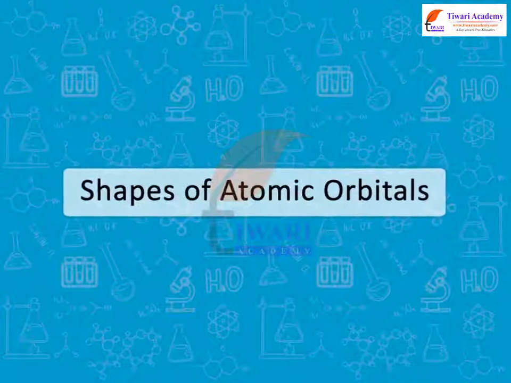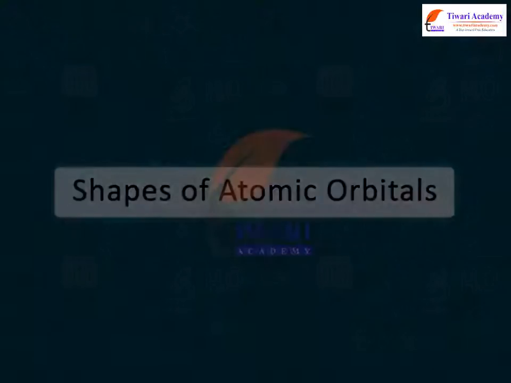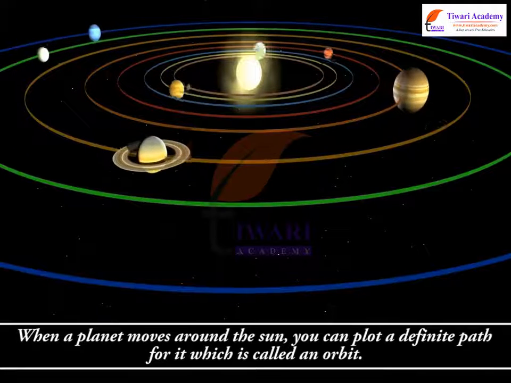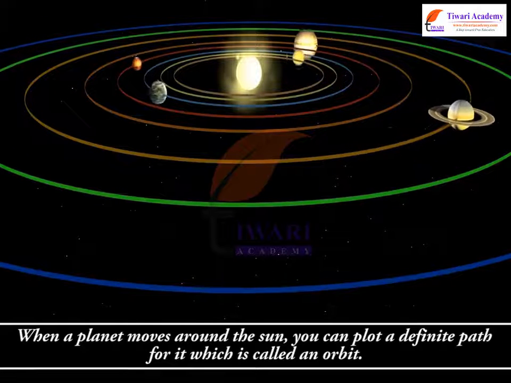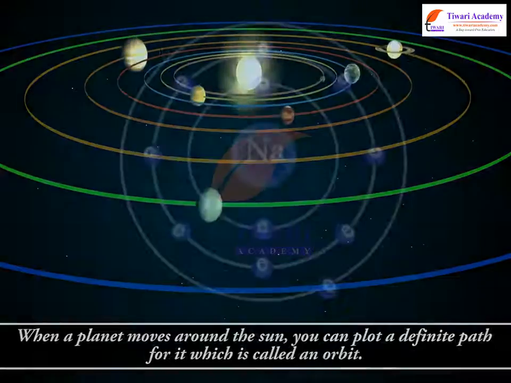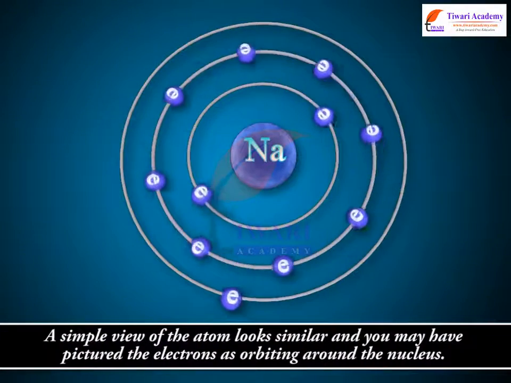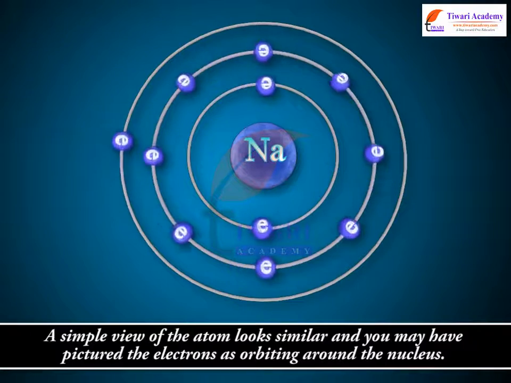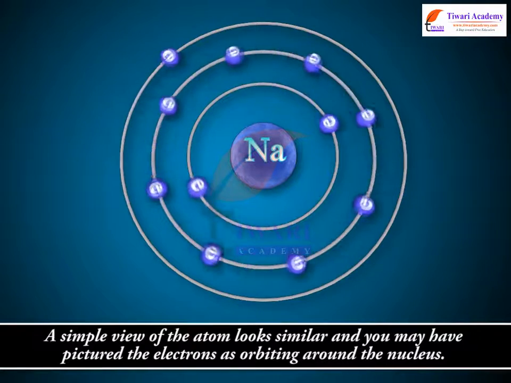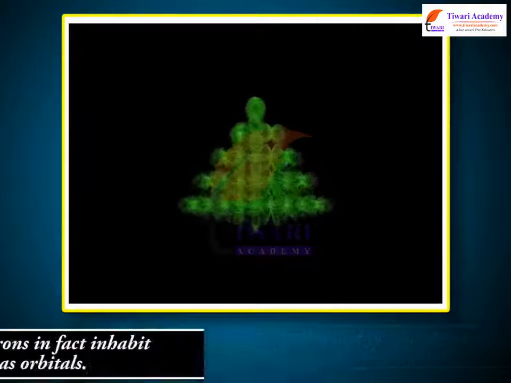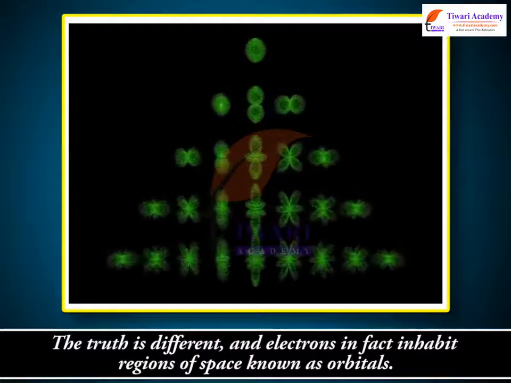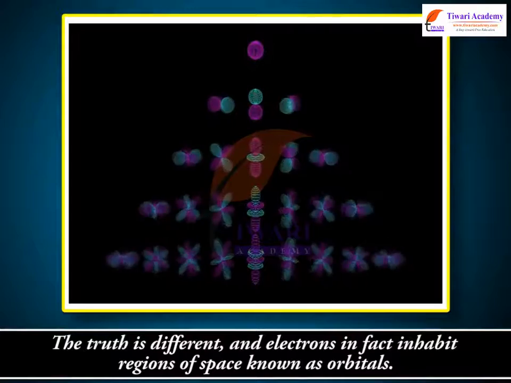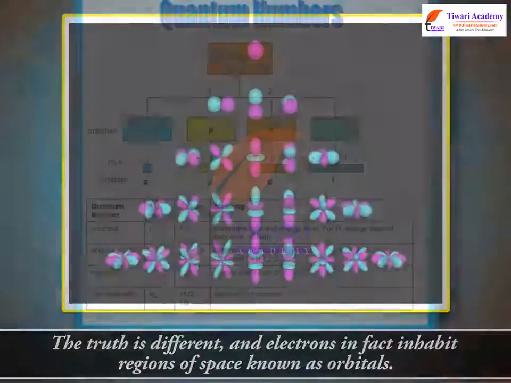Shapes of atomic orbitals. When a planet moves around the Sun, you can plot a definite path for it, which is called an orbit. A simple view of the atom looks similar, and you may have pictured the electrons as orbiting around the nucleus. The truth is different, and electrons in fact inhabit regions of space known as orbitals.